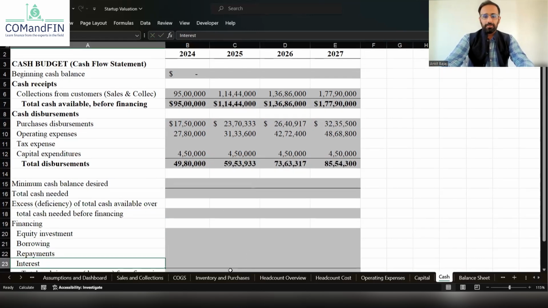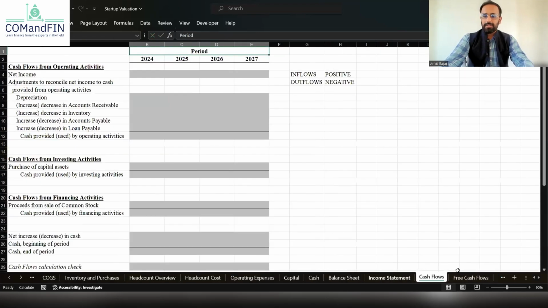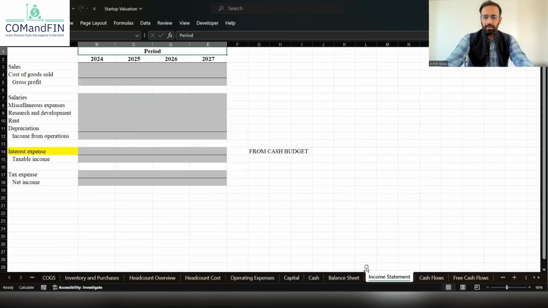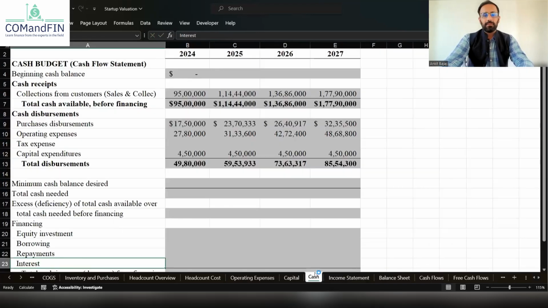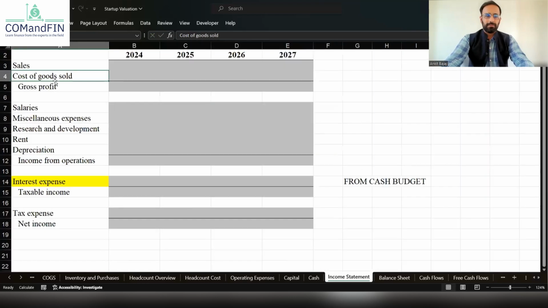Now, what we have to do if we want to find out the tax expense. So here we need to prepare the income statement, right? So first, I will prepare the income statement, right? Then we will again come to the cash budget sheet. So here, let's prepare the income statement. Now it is very easy to prepare the income statement.